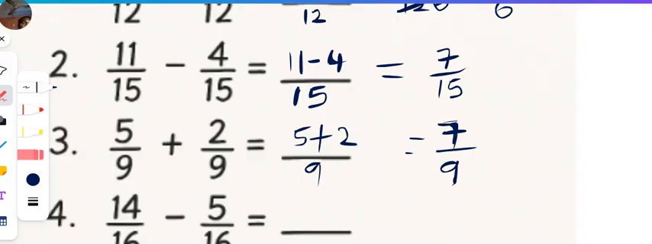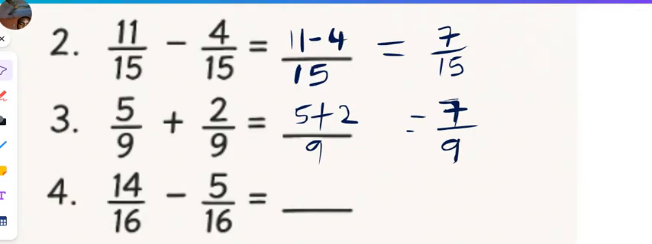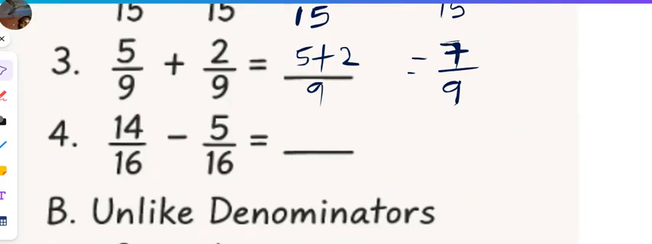Okay, let's see this next one here. This example 4. The rule stands. Are the denominators the same? That's what we need to check for. And I can see there's a 16 here and there's a 16 here, so I pick 16.